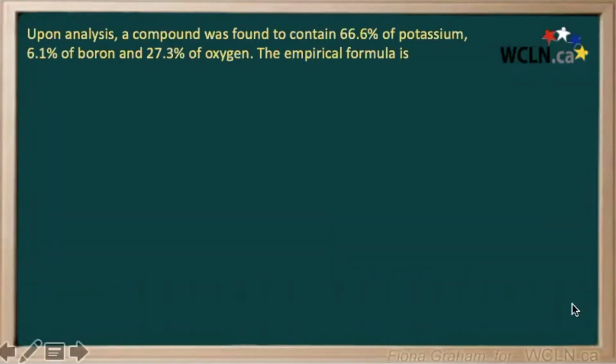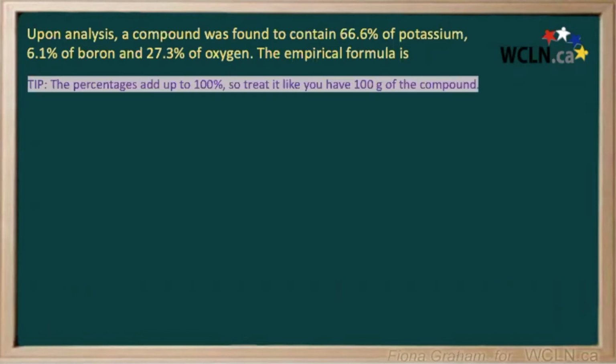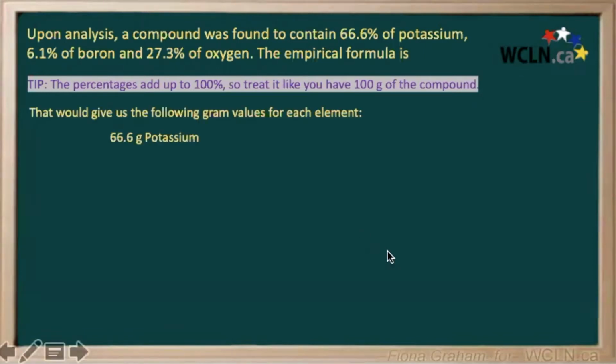Okay, so the question says, upon analysis, a compound was found to contain 66.6% of potassium, 6.1% of boron, and 27.3% of oxygen. The empirical formula is... So here's a tip. Notice that the percentages all added up to 100%. So we're going to treat this like we have 100 grams of the compound, and you'll see how that'll help us out. So we would have 66.6 grams of potassium, 6.1 grams of boron, and 27.3 grams of oxygen.